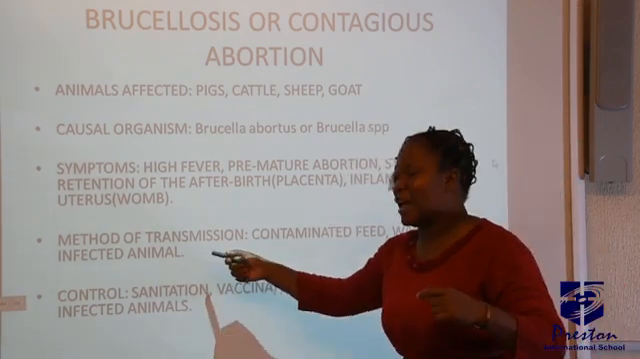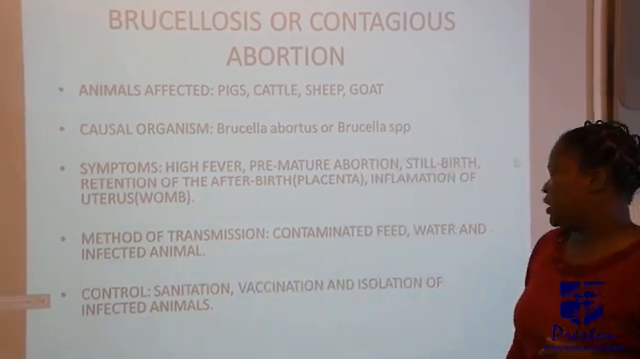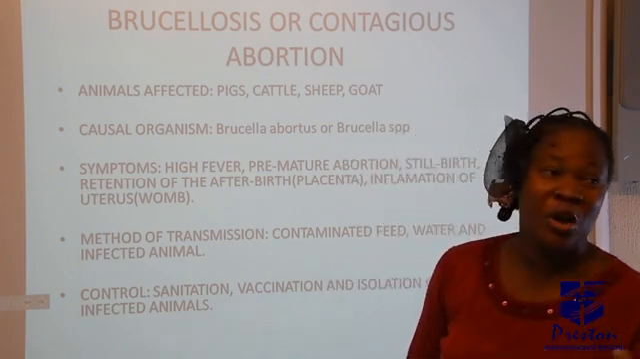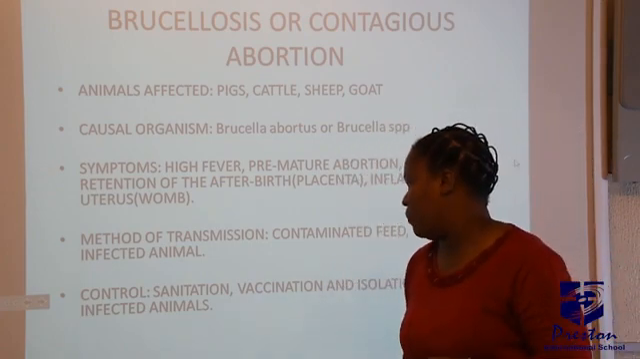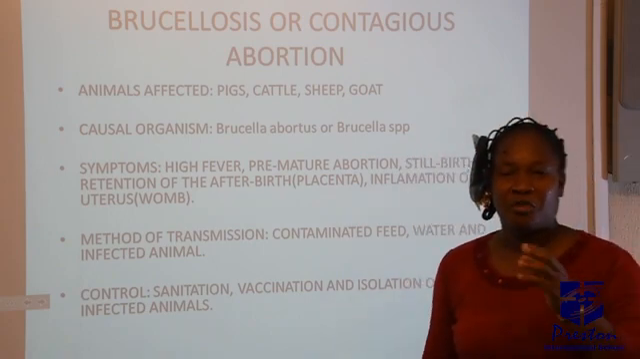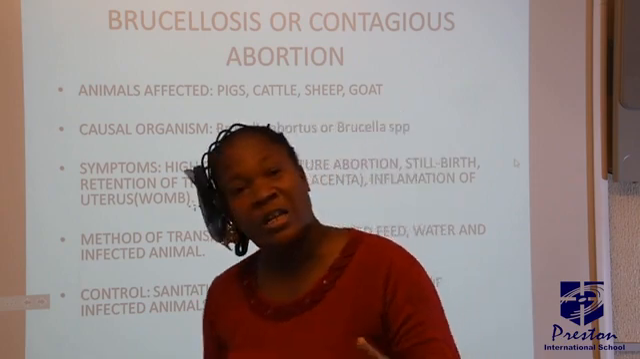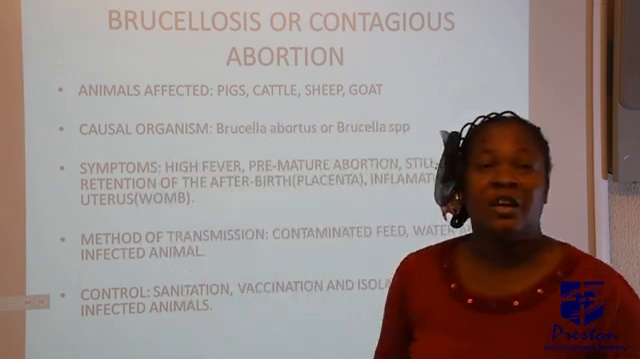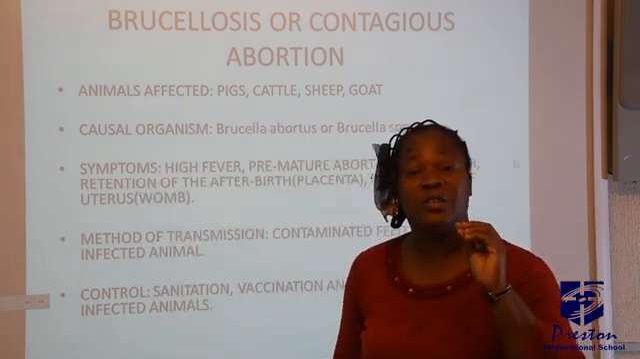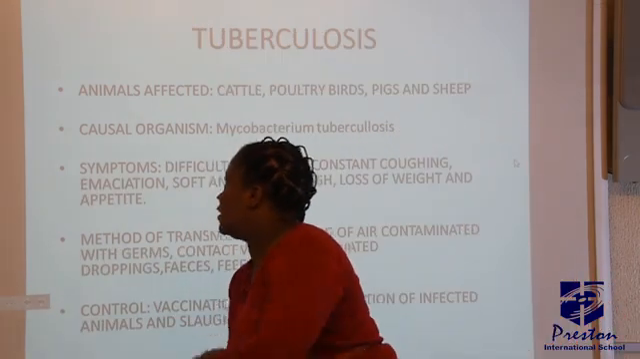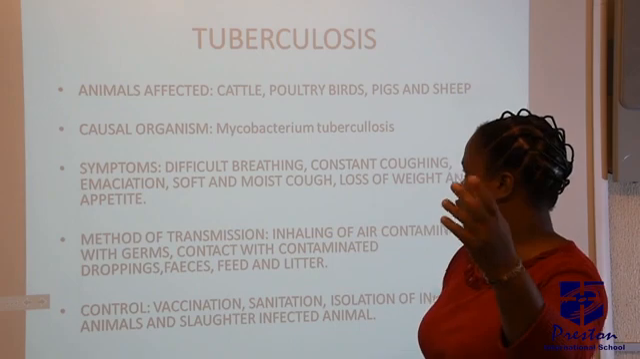Now let's look at method of transmission. Through contaminated feed, contaminated water, and through infected animals. Now, how do you control this? You make sure you sanitize the environment, you wash their feeders and their drinkers, regular vaccination, and then you isolate the animal affected.